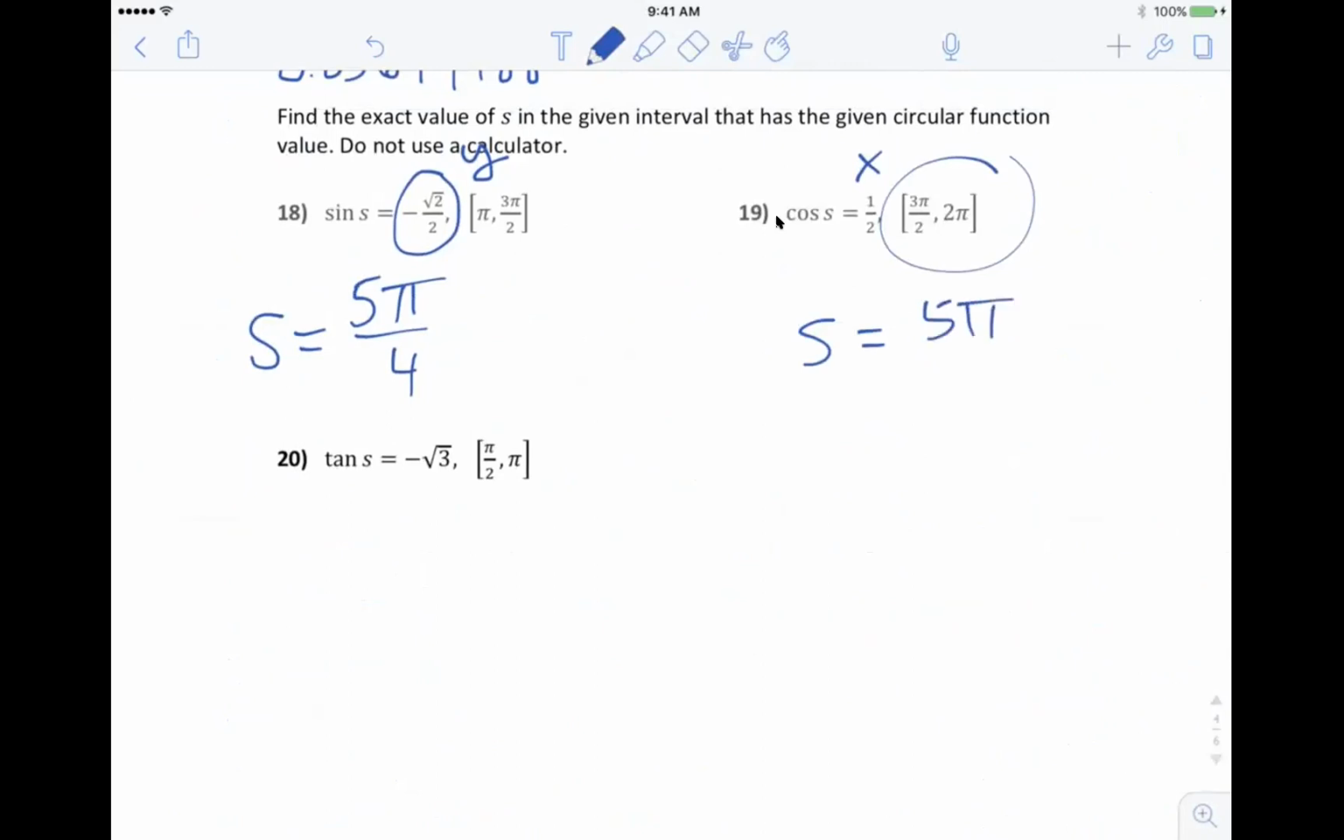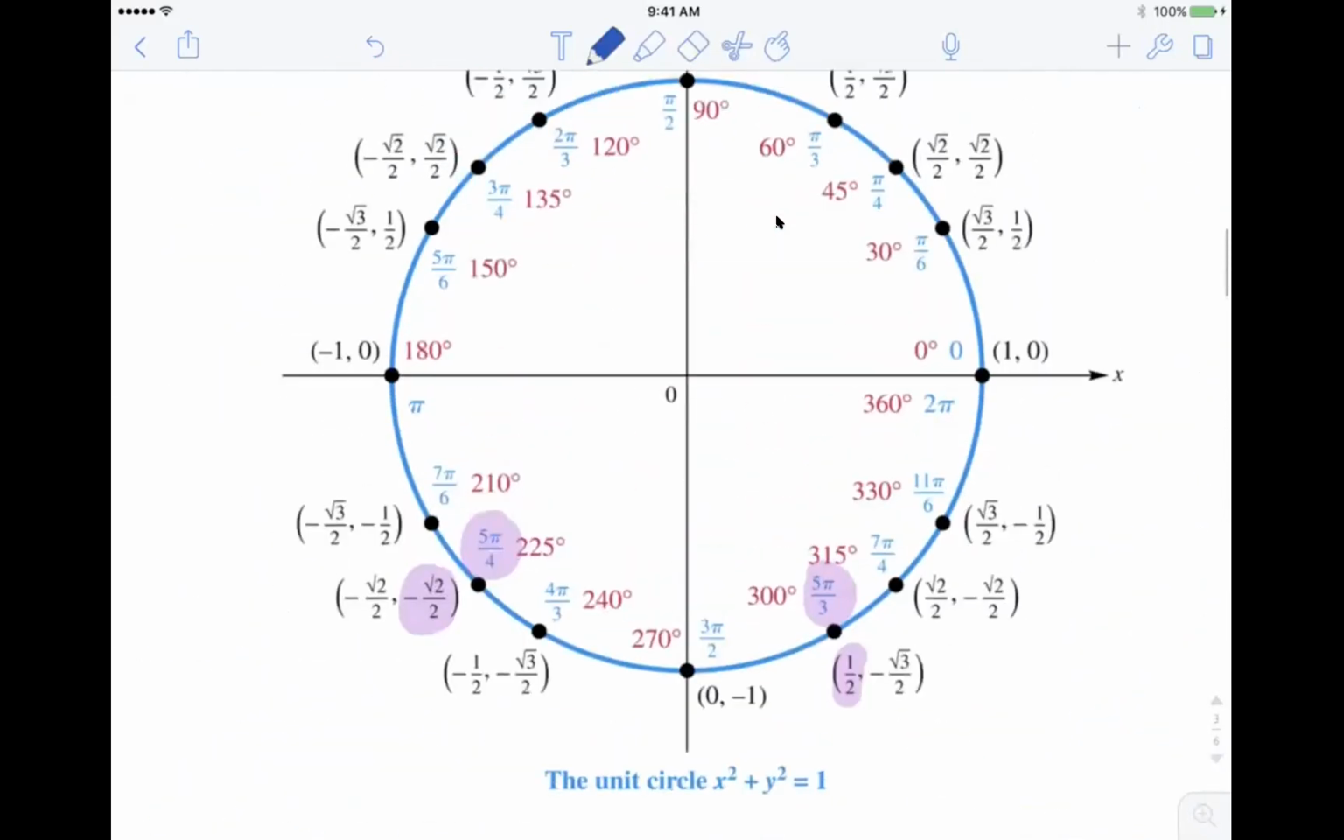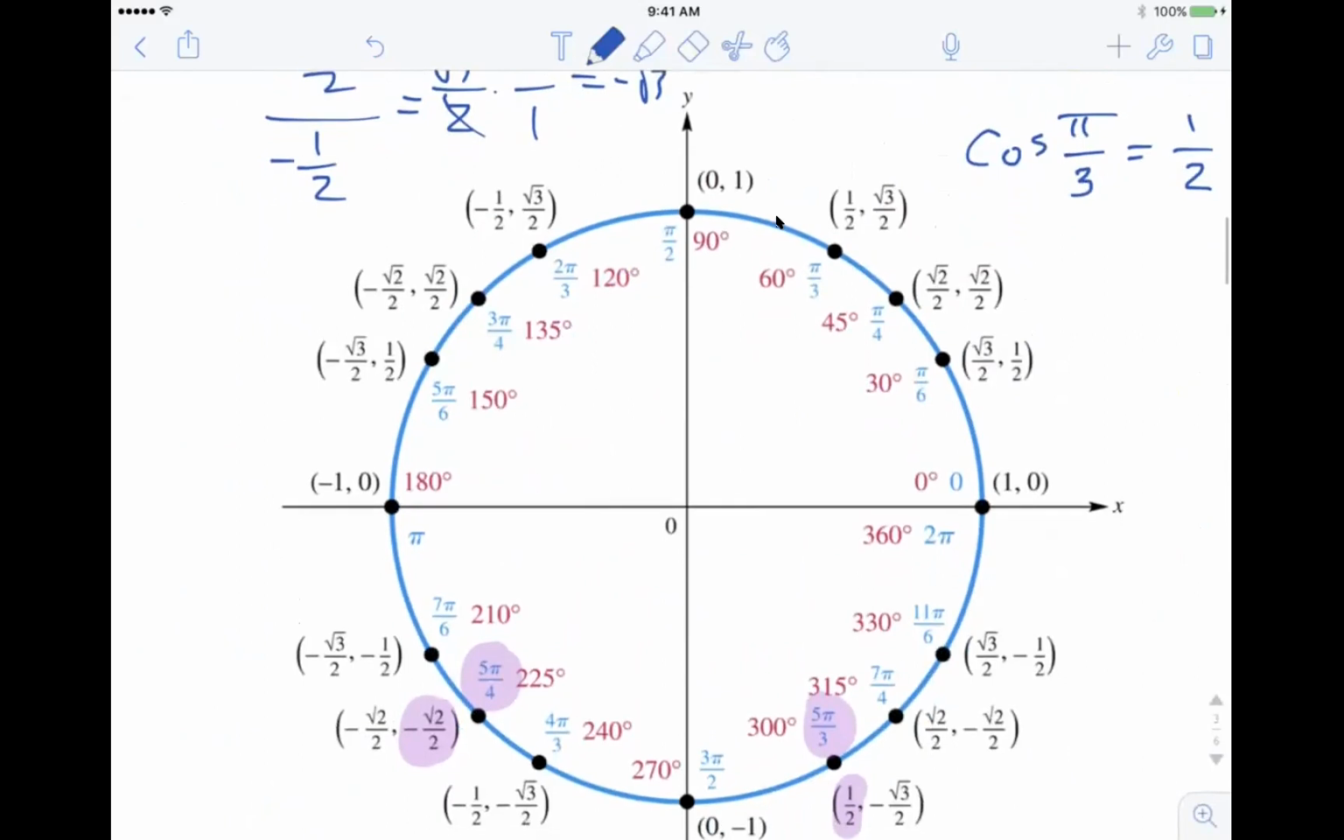How about that last one? Tangent negative root 3. Remember, tangent is y divided by x. So you want that ratio of y over x to be negative root 3. And that's quadrant 2, right? Between pi over 2 and pi is quadrant 2. So let's look for a ratio of y over x as negative root 3. Right? So this one's a little trickier, right? See how this is between, so pi over 2 is here and pi is here. So that's that quadrant 2, right?